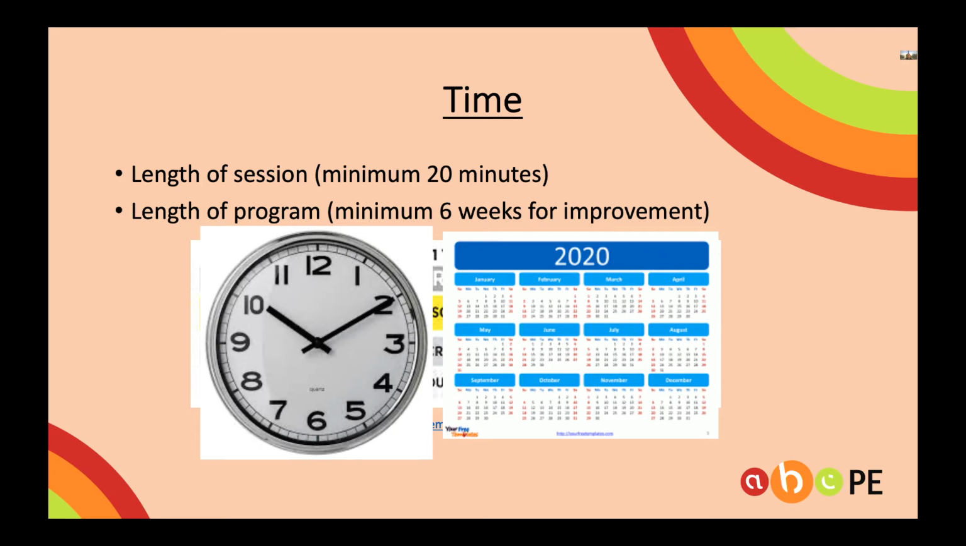Time is the next principle we're going to talk about, and this can refer to either the length of the session. We say a minimum of 20 minutes if you want to see improvement, or the length of the program, which means at least 6 weeks to get improvement from a training program.